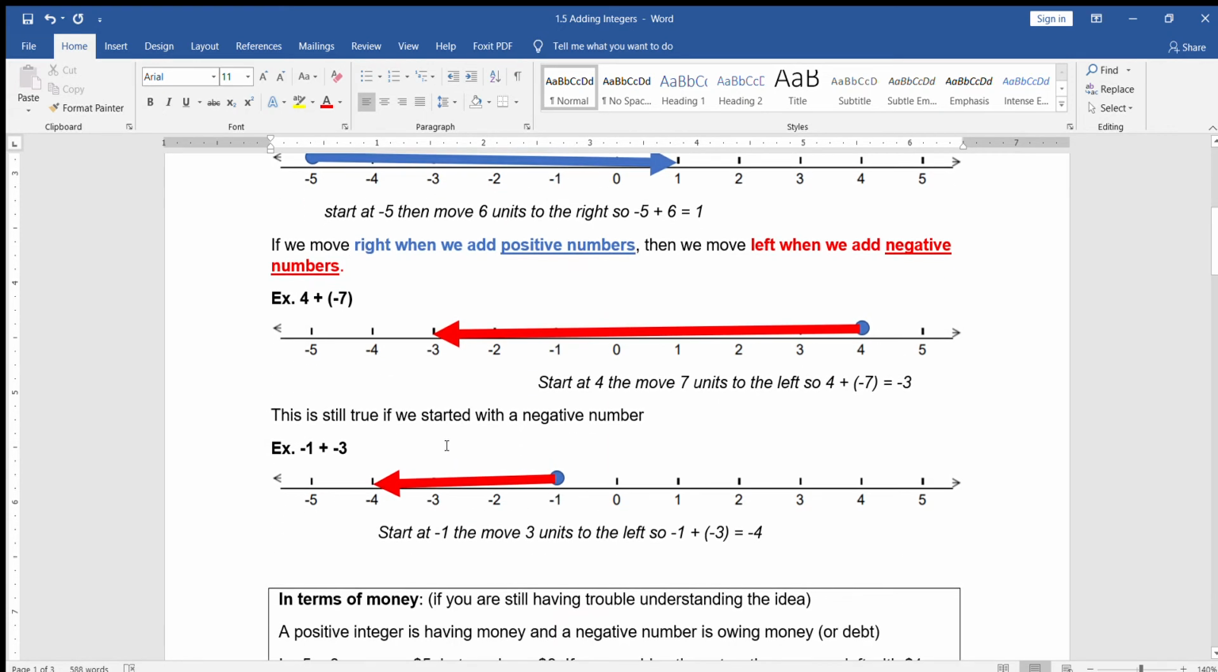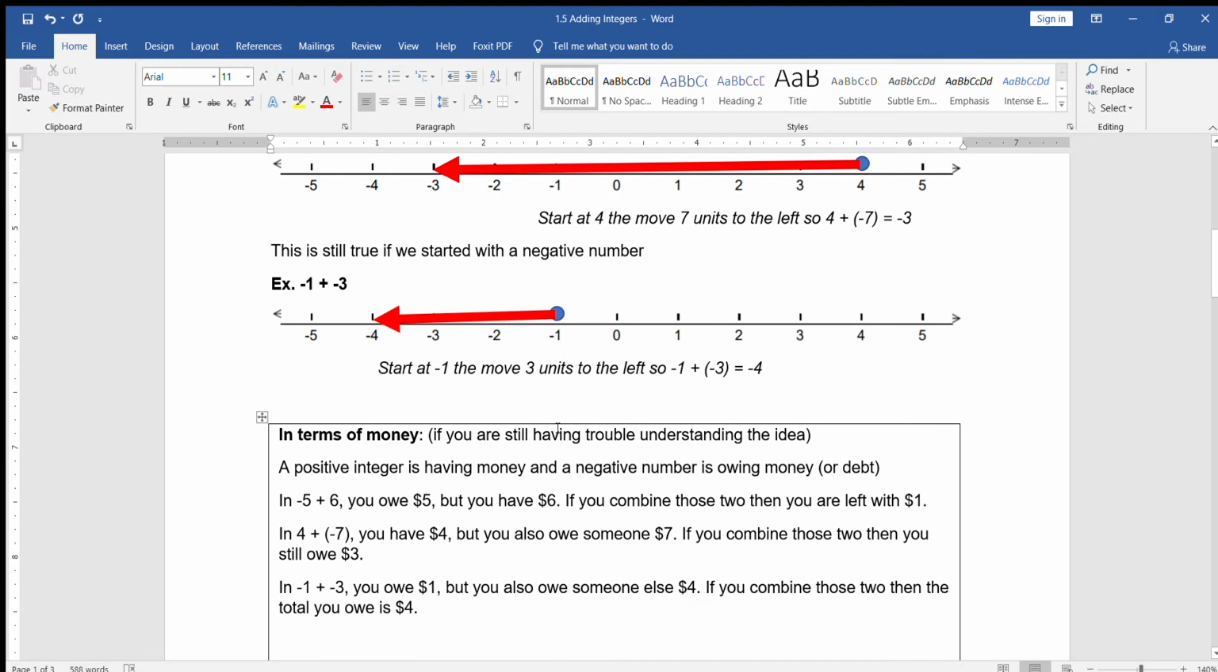This is still true if we started with a negative number. In this case, negative 1 plus negative 3. Negative 1 is our starting point, and we're going to move 3 times to the left because we're adding negative 3. So 1, 2, 3. Our answer for this example is negative 4.